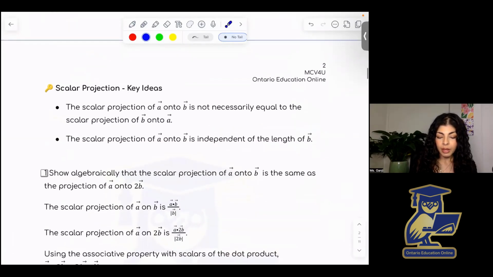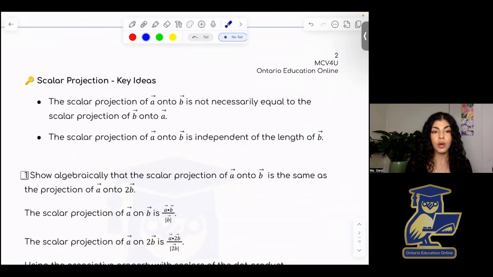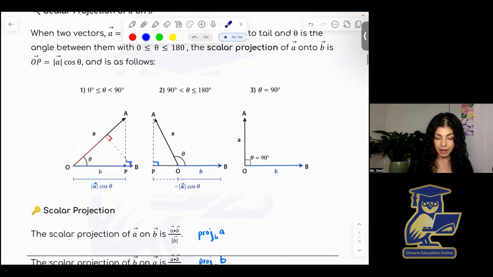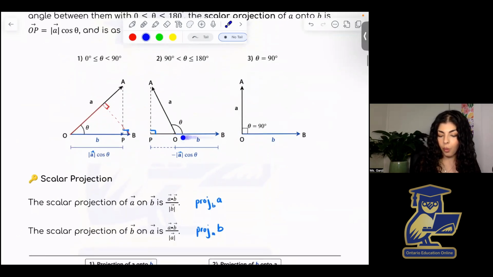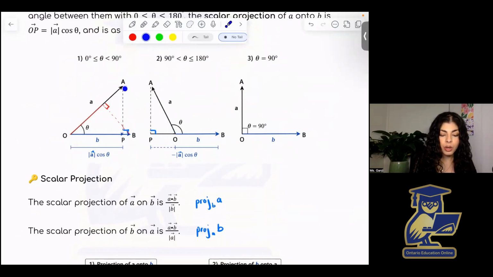With scalar projection, we have two key ideas. The scalar projection of A onto B is not necessarily equal to the scalar projection of B onto A. It could be, but it's not necessarily equal. And the scalar projection of A onto B is independent of the length of B. As we were seeing up here, it didn't matter what the length of B is. If this is extended here or if this is shorter here, you have to extend OB, or see it visually as extended in both directions, in order to determine that scalar projection.